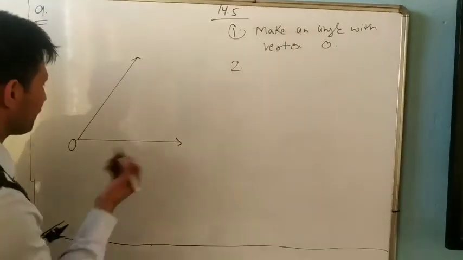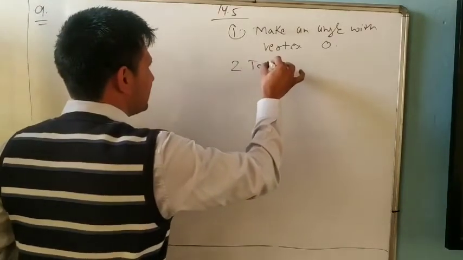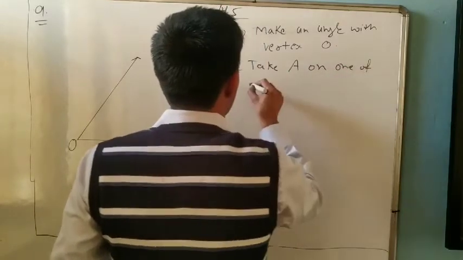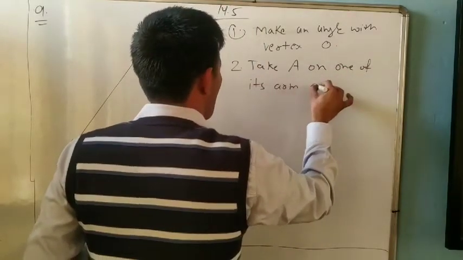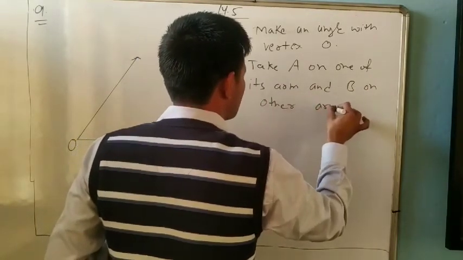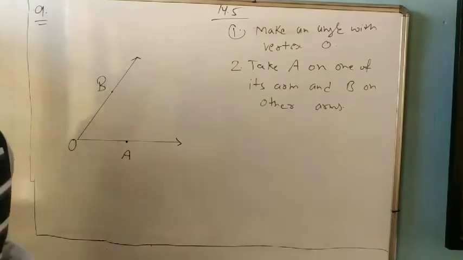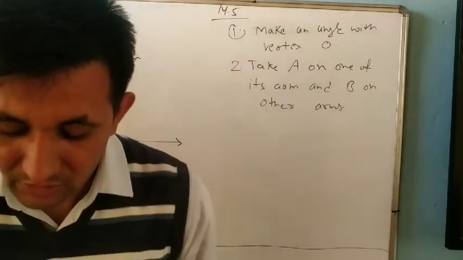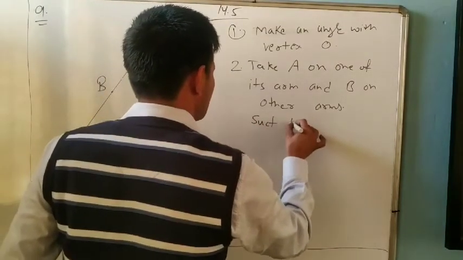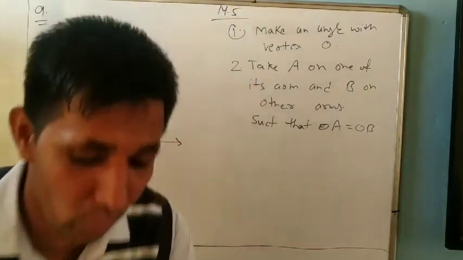Second step, what is given? Take A on one of its arms. Suppose one arm is this one. Write: take A on one of its arms and B on the other arm. Suppose we are taking this as B. Next is given, B on the other arm such that OA equals OB. It means OA and OB are equal.